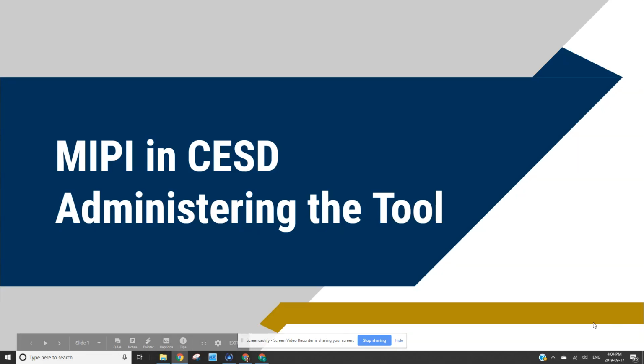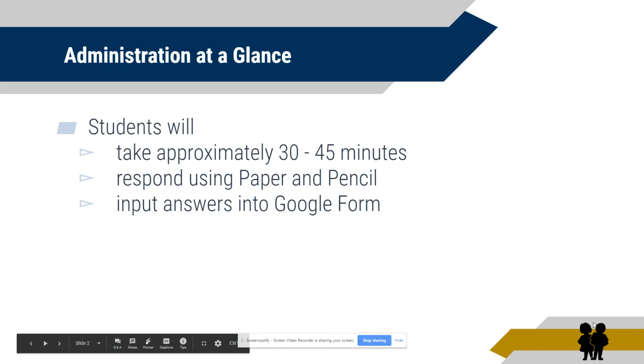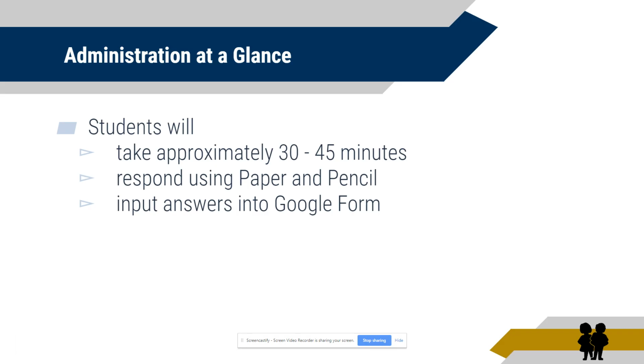The purpose of this module is to walk you through the process for administering the MIPI. This assessment will take students approximately 30 to 45 minutes. You can give students breaks in between that time period, but you can also spread this assessment across multiple days if that would meet the needs of your students better. Students should respond on the paper copy first and then input the answers into Google Forms later. We'll talk in a little bit about what that might look like.